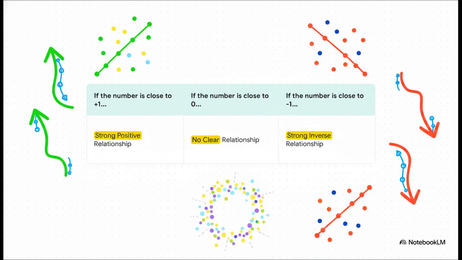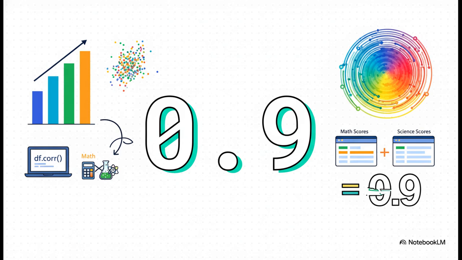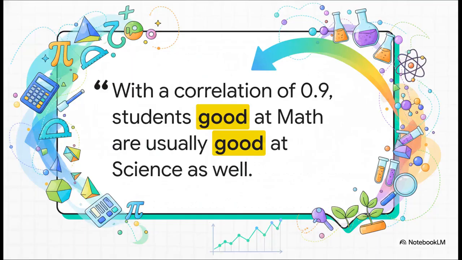It's that simple. So when we run that one little command on our student grades, when we ask our data, what's the connection between math and science? What number does it give us back? It gives us this. 0.9. Now, think back to what we just said. A number close to +1 is a very strong positive relationship. And 0.9? That is really close to 1.